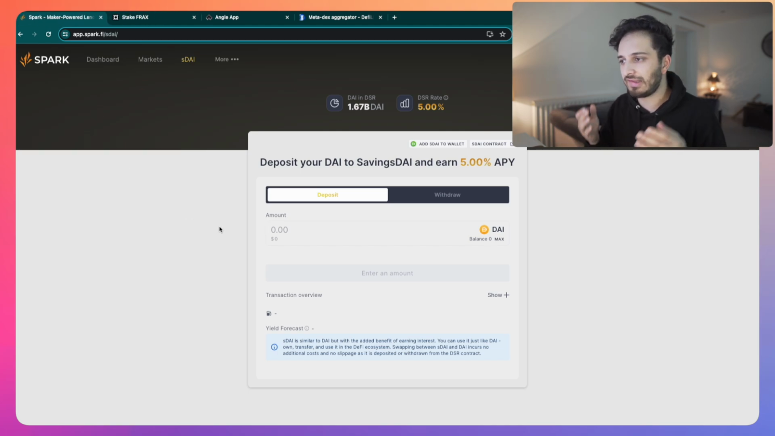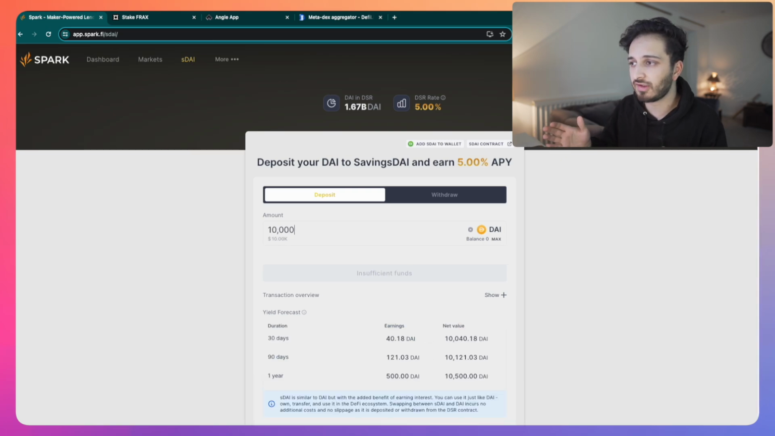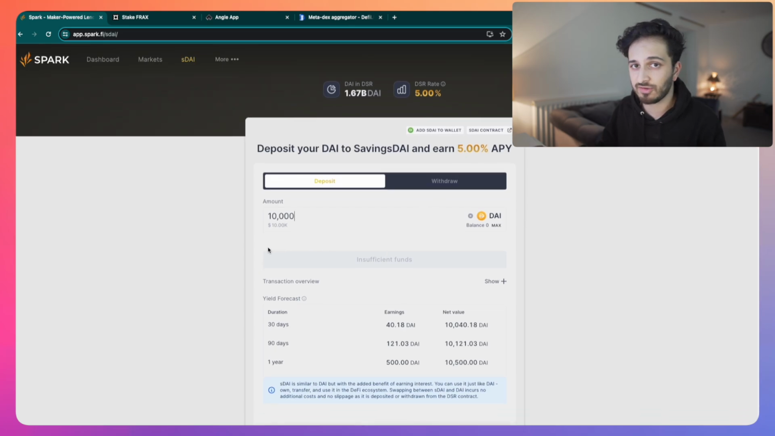MakerDAO has their stablecoin DAI. Essentially, you can stake your DAI in their real world asset strategy. Remember that DAI is backed by a variety of real world asset collaterals, including US treasuries, and part of that yield gets passed over to the stakers who stake SDAI. You can go to this application, Spark Finance, which is by MakerDAO, and it's very, very simple. You connect your wallet and stake however much DAI you want. If you've got 10,000 DAI, you can stake it directly in here and earn that 5% yield, which is equivalent to the US Treasury yield.